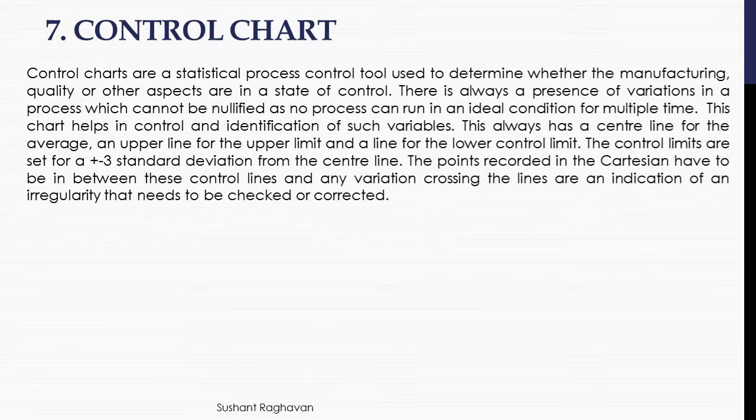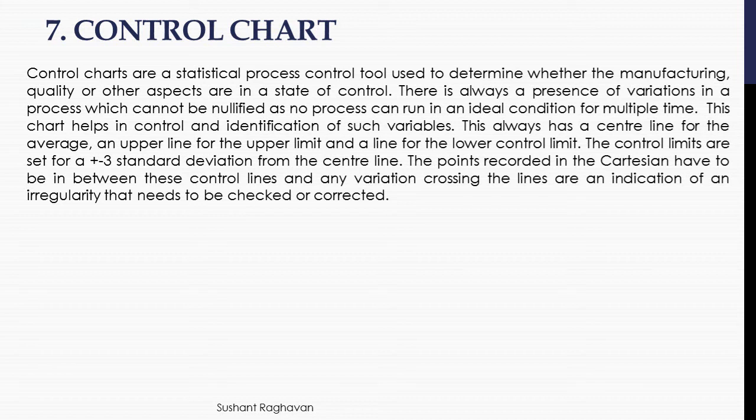Negative correlation. Control chart. Control charts are a statistical process control tool used to determine whether the manufacturing, quality or other aspects are in a state of control. There is always a presence of variation in a process which cannot be nullified, as no process can run in an ideal condition for multiple times. This chart helps in control and identification of such variables. It has a center line for the average, an upper line for the upper control limit and a line for the lower control limit. The control limits are set at plus or minus 3 standard deviations from the center line.